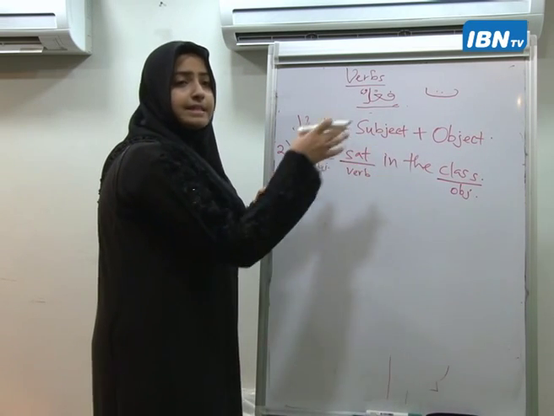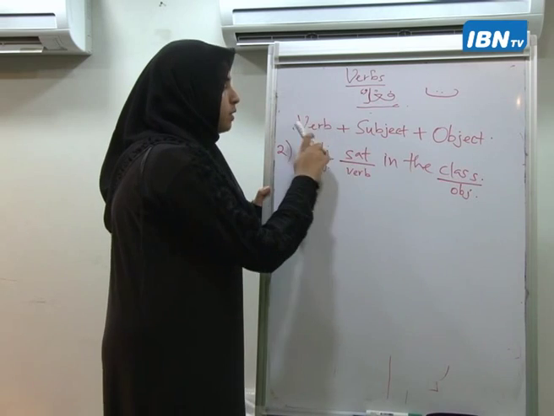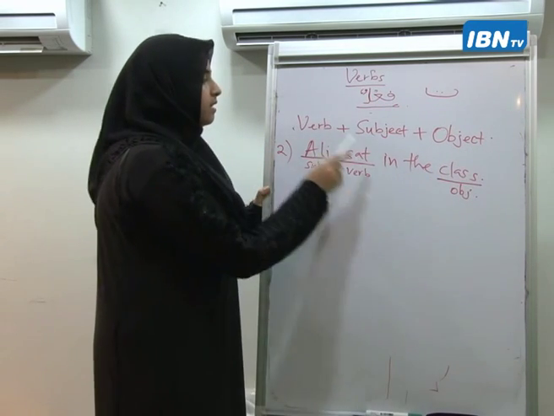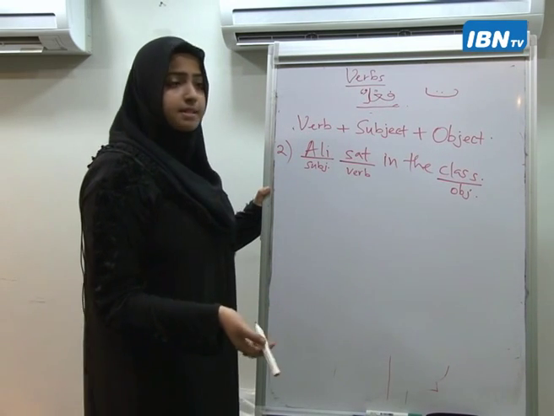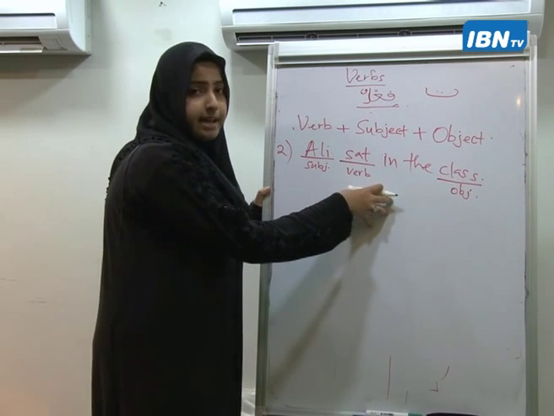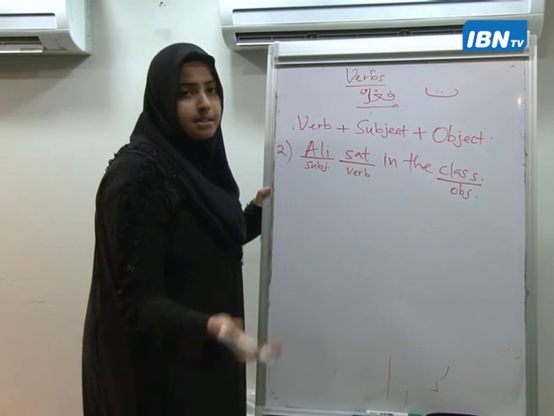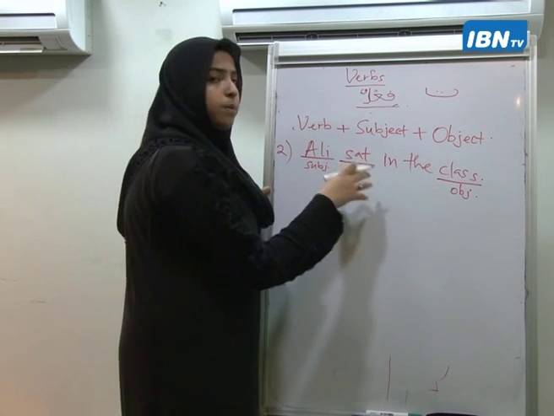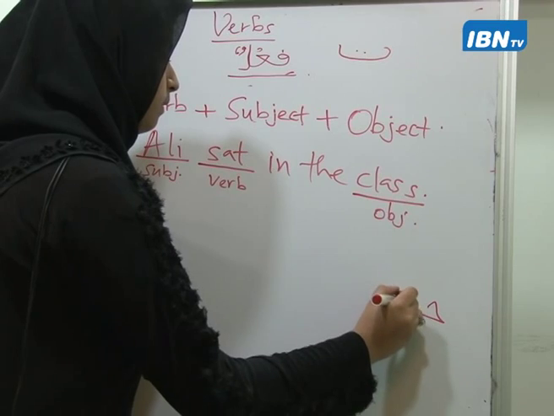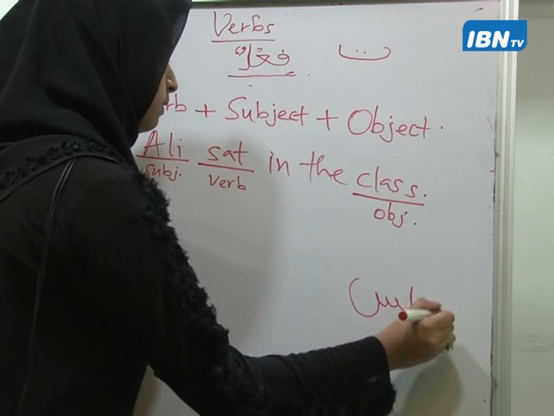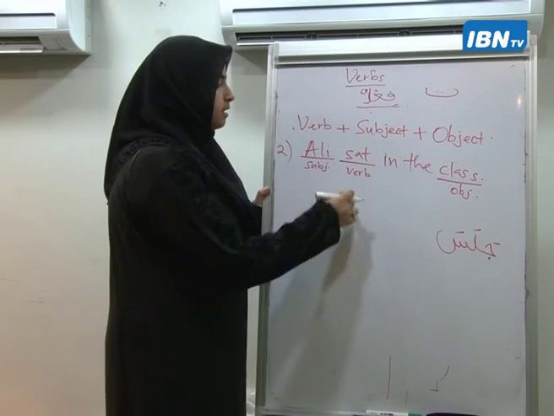Now I want to translate this sentence into Arabic. So how am I going to translate this? I will use this format. Look at the verb, the subject, then the object. So what is my verb in this sentence? My verb is sat, right? And obviously we're talking about masculine. He sat, Ali sat, right? So what is sat in Arabic? We said it was jalasa. Jalasa means he sat, right?